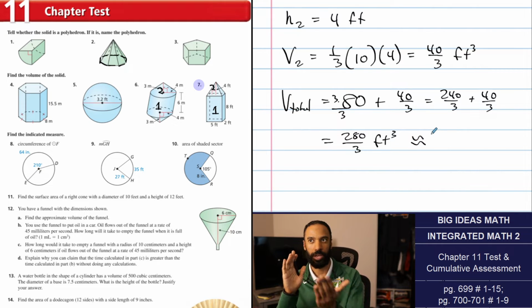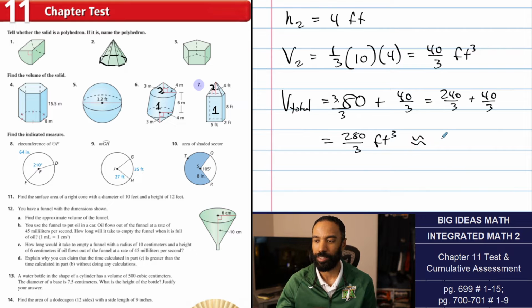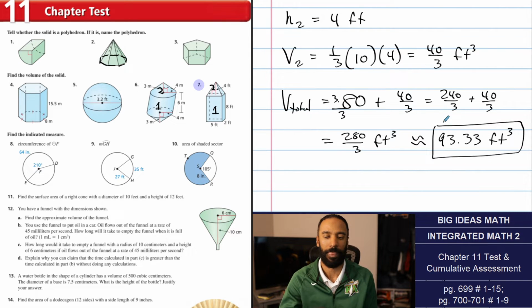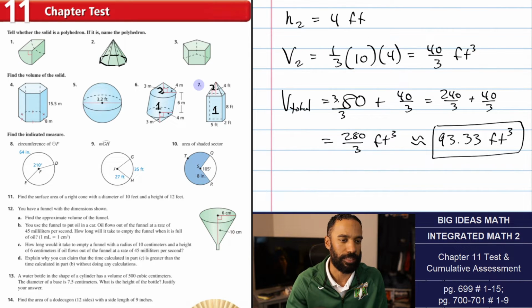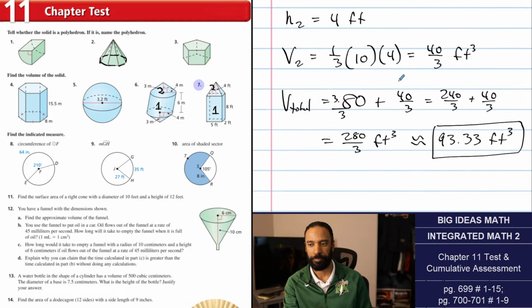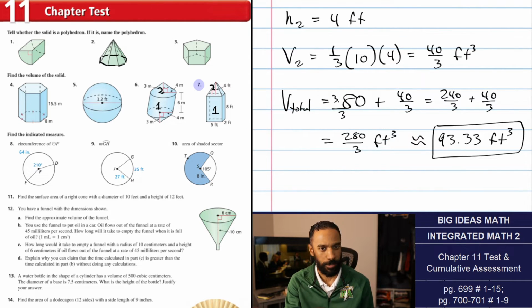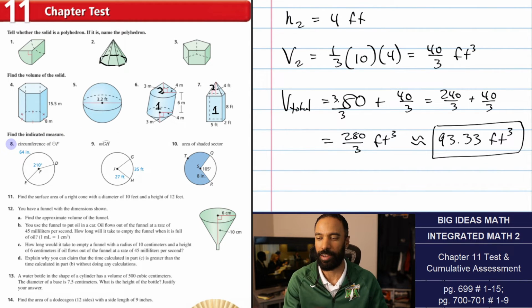Rounded, I kind of want to do that on my own. 93.3 repeating, I believe. I'm going to try that, so I'll just put 2 3s if I'm actually doing the rounding. So cubic feet like that. Let's try that. I feel like I'm not wrong. 280/3. Yeah, 93.3 repeating on that guy. So that is the volume of question 7. That composite, that house. Okay, let's move on to numbers 8 through 10 where they find indicated measures.